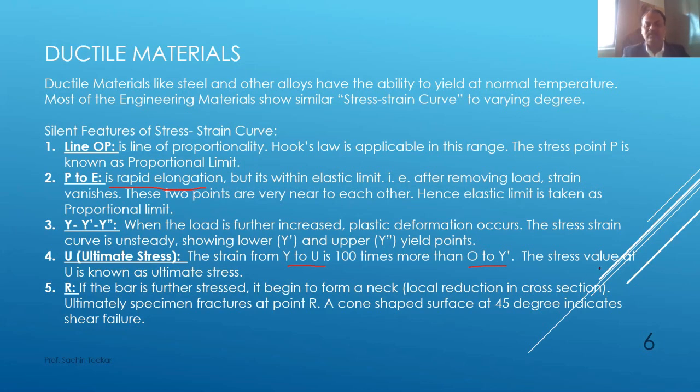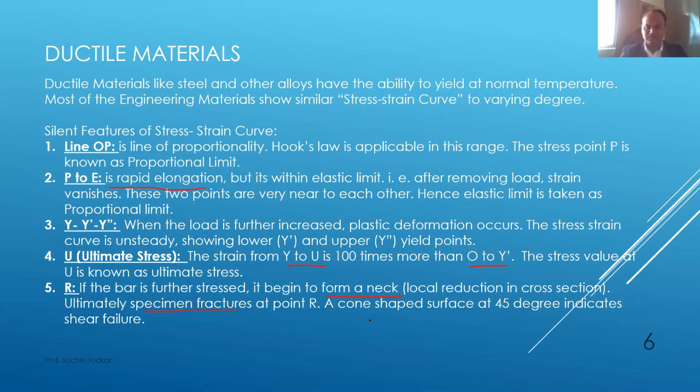The stress value at U is known as the ultimate stress. At that point, ultimately it starts buckling or fracturing. And R is the neck formation region where we get rupture. Formation of a neck is there, so we get a rupture, or we can say failure of that particular specimen. So these are the salient features of the stress strain curve. We should know all these things to answer the questions.